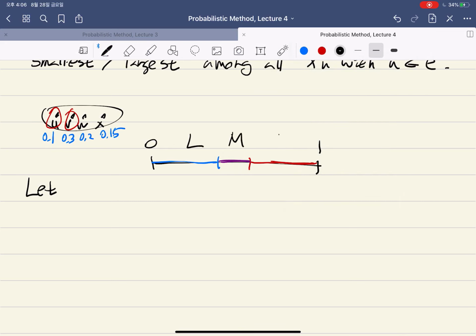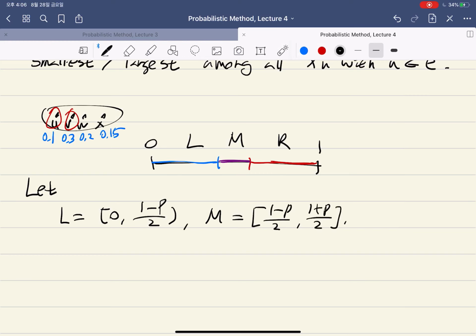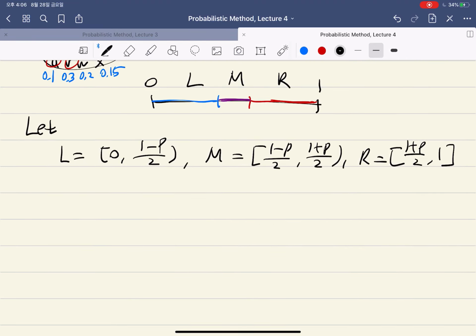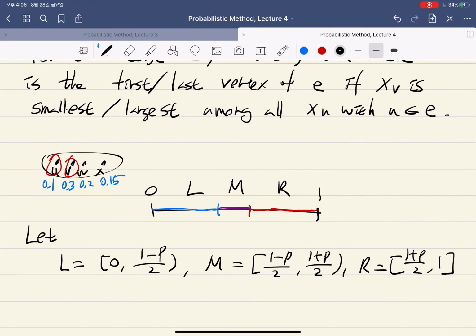L, M, R. L is between 0 and (1 − P)/2. M is between (1 − P)/2 and (1 + P)/2. And R is the interval between (1 + P)/2 and 1. These are 3 subintervals. So now we will color the vertices depending on the value of this.